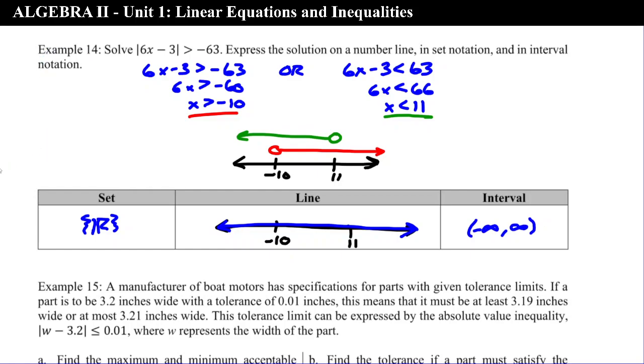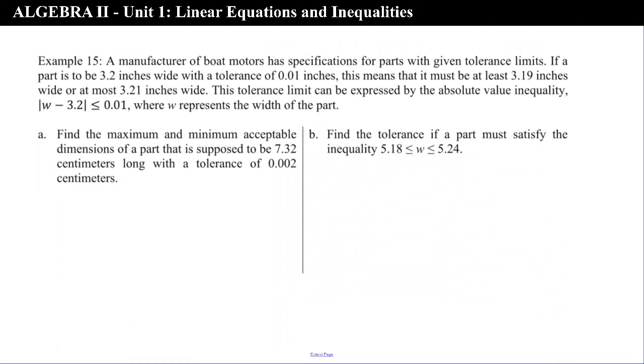Okay, so let's wrap up this section with a word problem. Just to kind of give you an idea of how to use absolute value inequalities in a real world sort of a situation. So we have a manufacturer of boat motors, and it has specification for parts given within given tolerance limits. If a part is to be 3.2 inches wide with a tolerance of 0.01 inches, this means it must be at least 3.19 inches wide or at most 3.21 inches wide, okay?